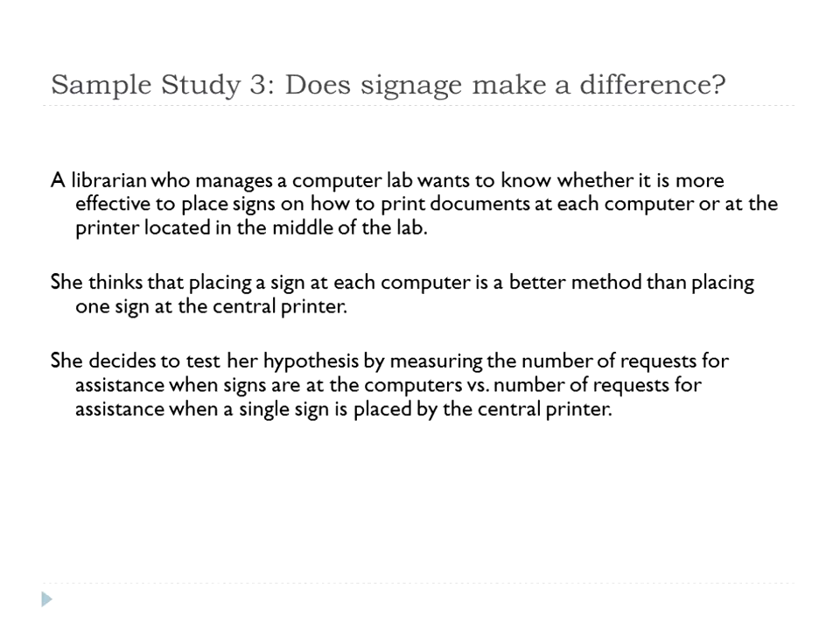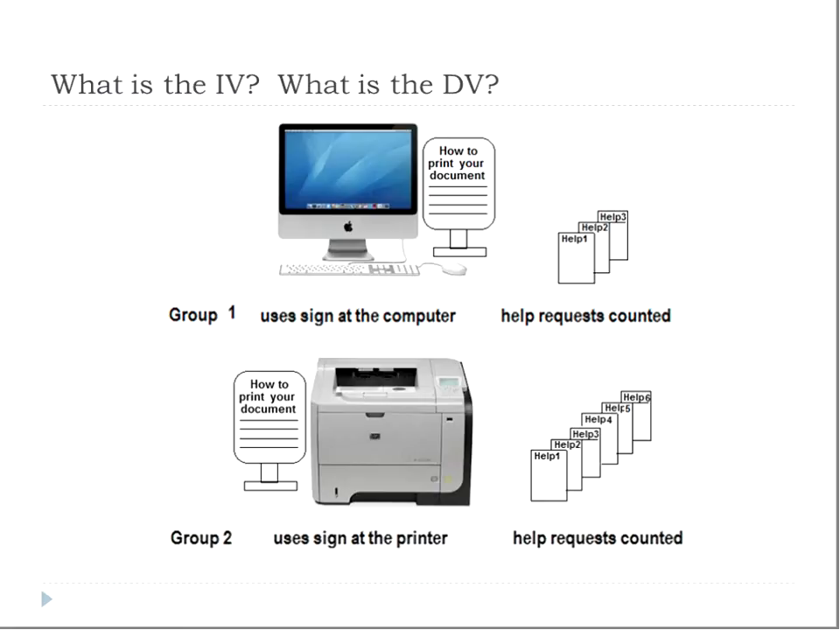She thinks that placing a sign at each computer is a better method than placing one sign at the central printer. She decides to test her hypothesis by measuring the number of requests for assistance when signs are at the computers versus the number of requests for assistance when a sign is placed by the central printer.